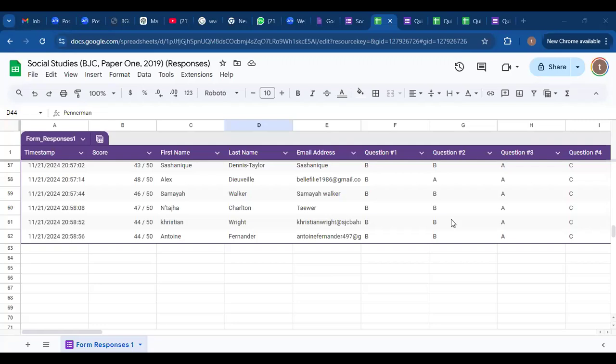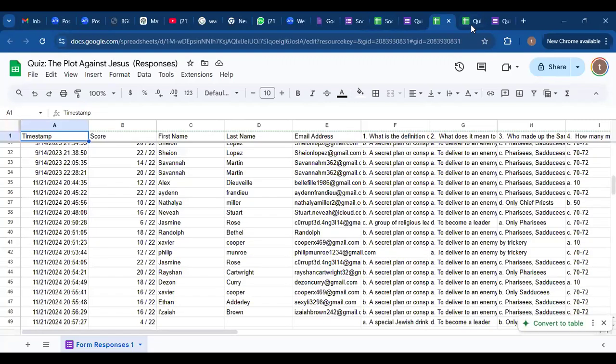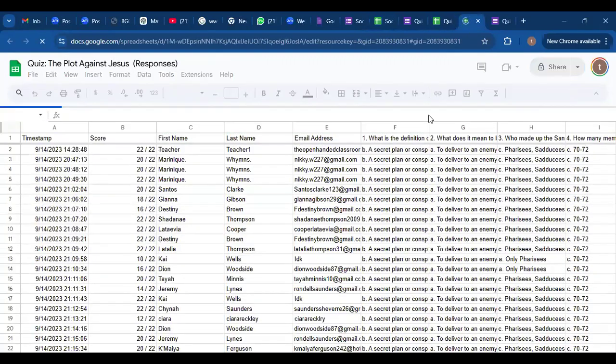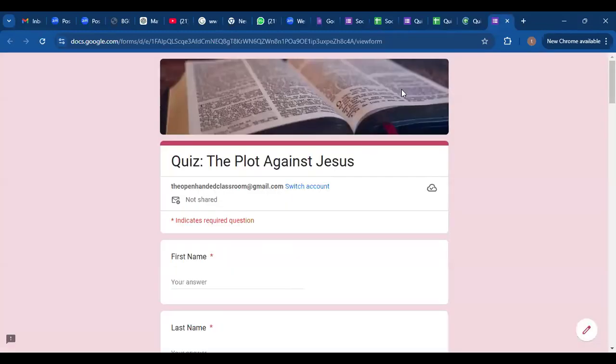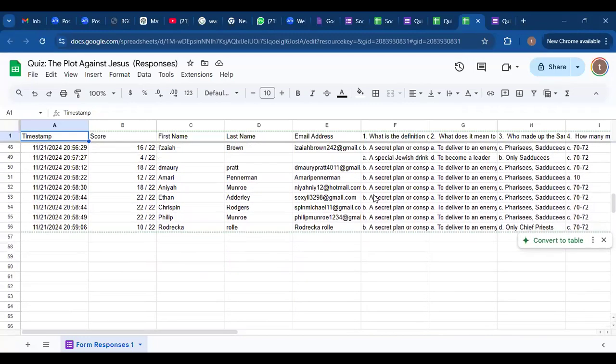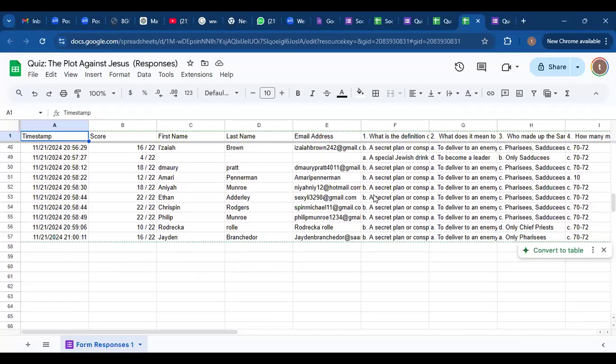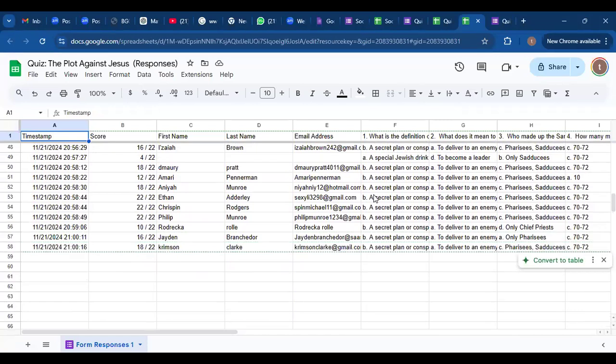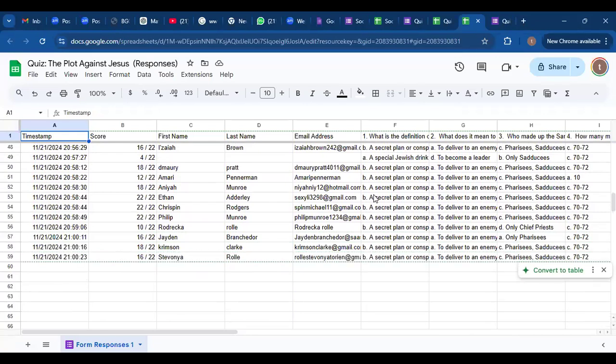Thank you. I finished the religious quiz and I got 22 out of 22. That's Philip. Yes, sir. Can I leave? I also finished the religious quiz too. Ethan? Yes, sir. Okay, that's good. Crispin Rogers also finished it. Jaden Branchador, 16 out of 22. Crimson Clark, 18 out of 22. Okay, Stevania.